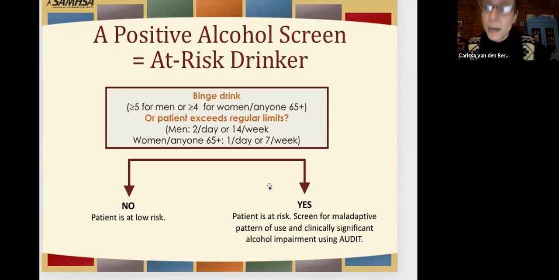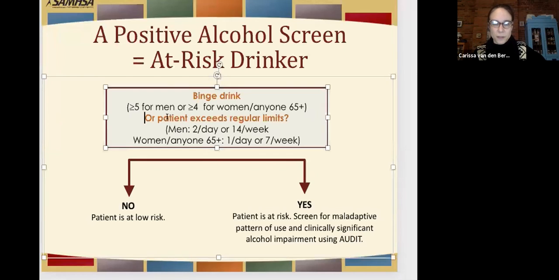I tend to like the AUDIT one, but it is a screen that takes a little bit longer. They have the binge drinking, so you test this, but this one also asks a question which I think is really important. Binge drinking can really show the risk that somebody is engaging in a lot of drinking at one time, but there's a potential to miss people.